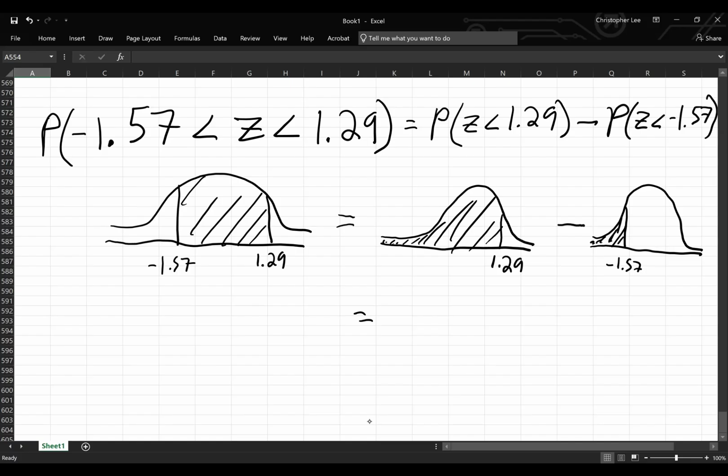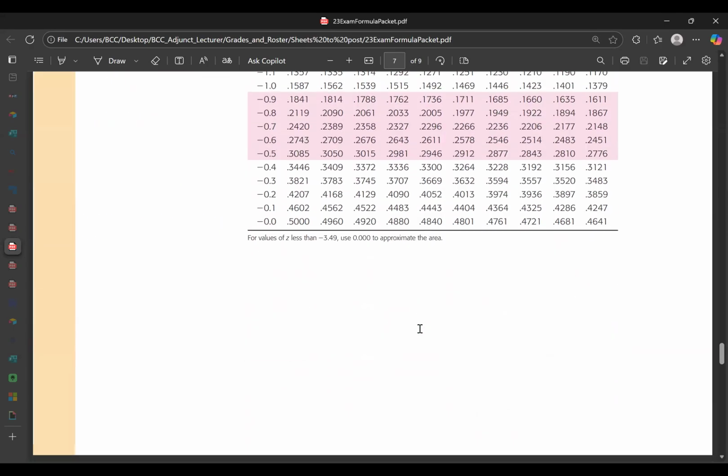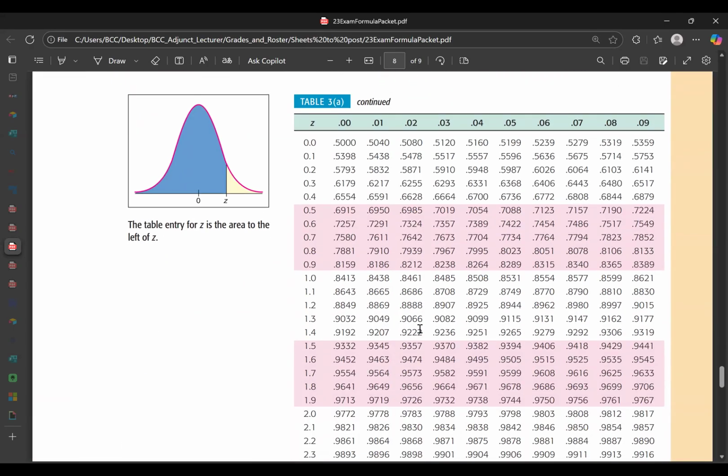So first thing I'm going to look up is the 1.29. I'm going to come over to my formula sheet. But you see, I have a positive 1.29, so I have to go to the positive table. My Z values are right here. I'm looking for 1.2. Here it is.